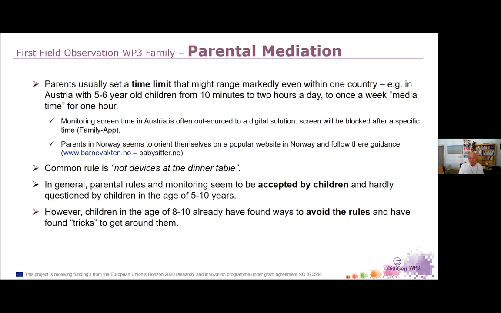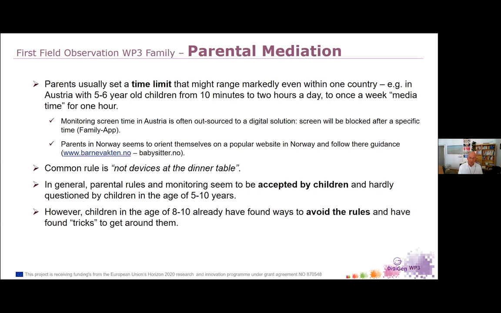There are common rules in families that we see all over the country, like no device allowed at the dinner table. And in general, the parental rules and the monitoring by parents, in terms of time and content, are very well accepted by children and hardly questioned by children at that age. But this may also be some kind of developmental thing when working with younger children. We have to look closer in our further analysis.